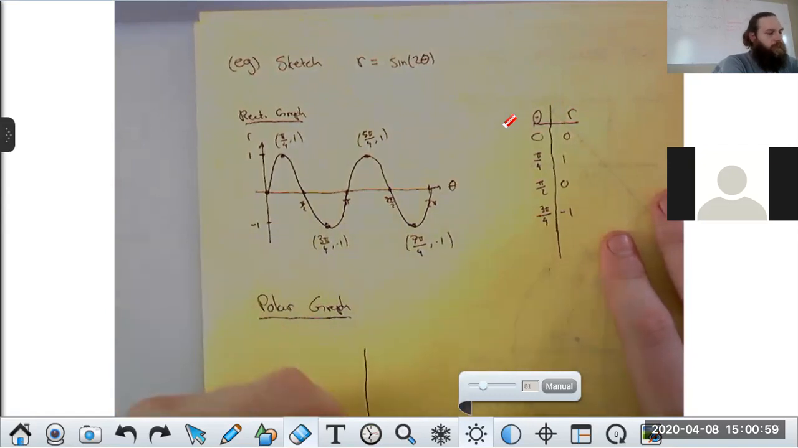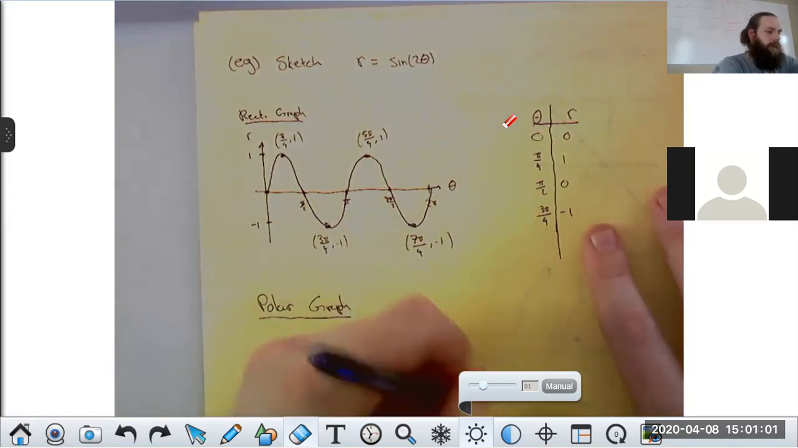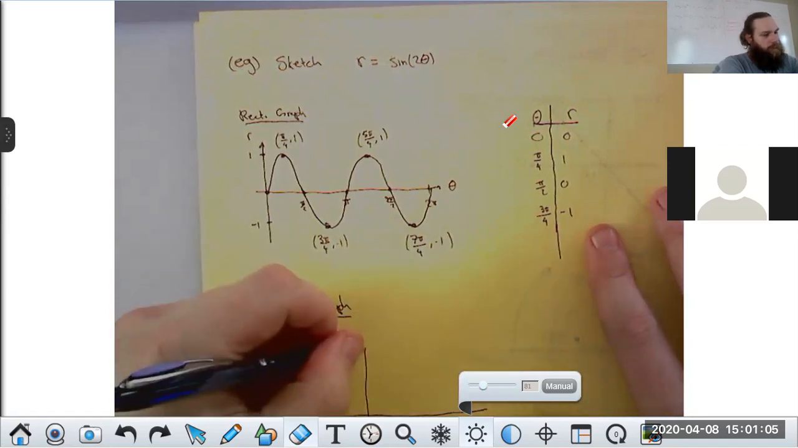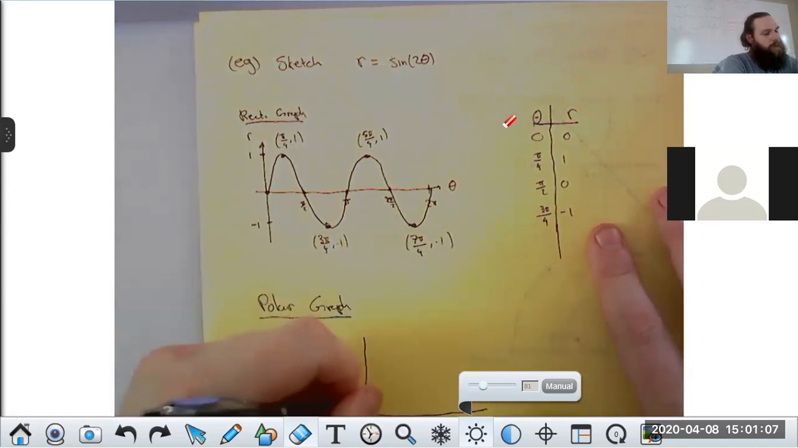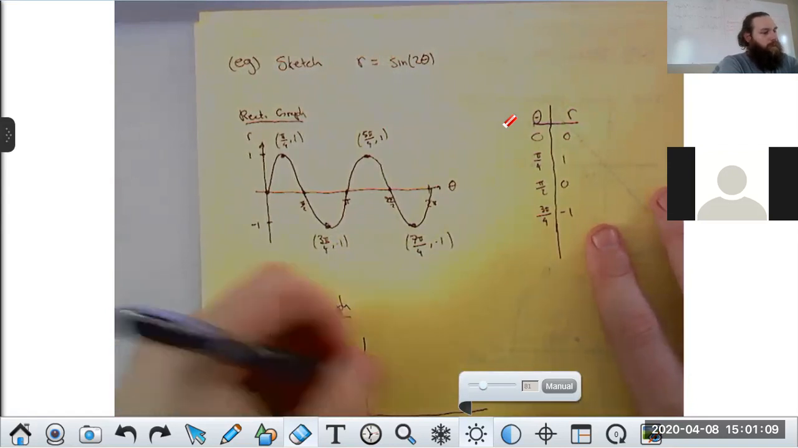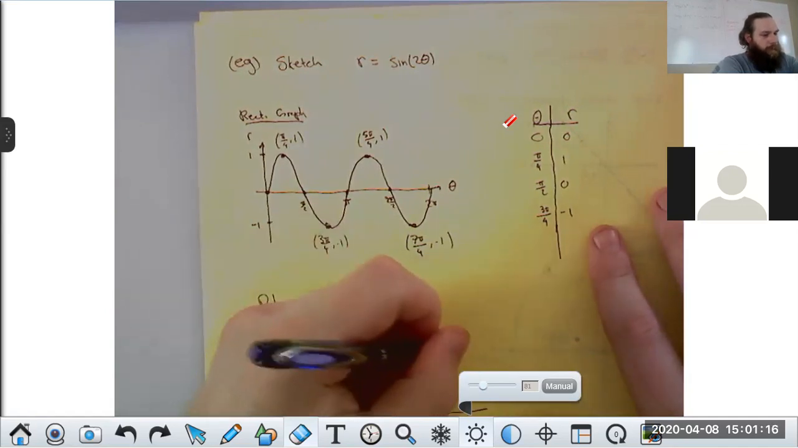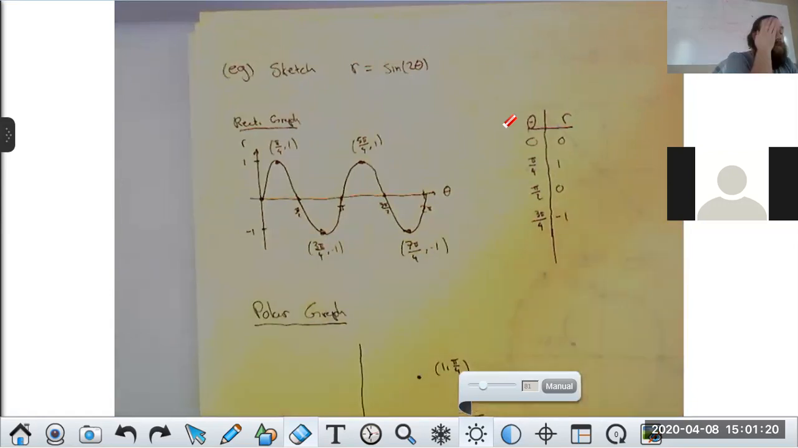If you wanted to, you could just start plotting the points from this table in polar coordinates. So we start when theta is 0, r is 0. And when theta is pi over 4, r is 1. So here's the polar point 1 comma pi over 4. Remember, we always list r first. But I want to know what the curve looks like in between there.